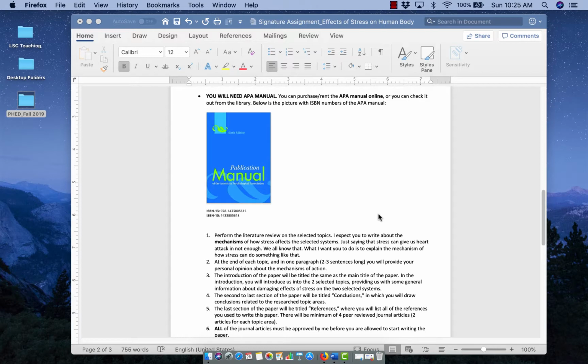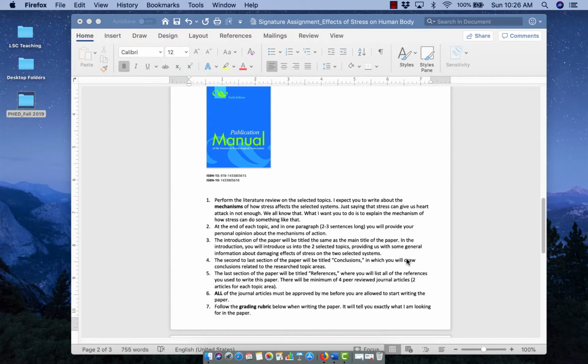For example, stress affects the immune system by causing your body to secrete more cortisol. The cortisol stays in the system for a prolonged period of time and suppresses the immune system. Now, you can expand on this and talk about some immune cells that are very important for defending us from infections and other pathogens.